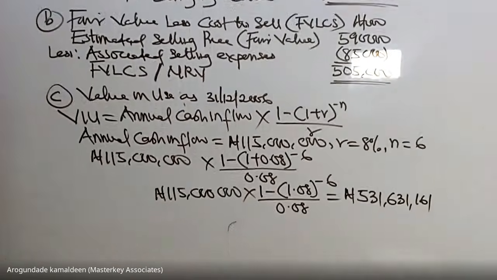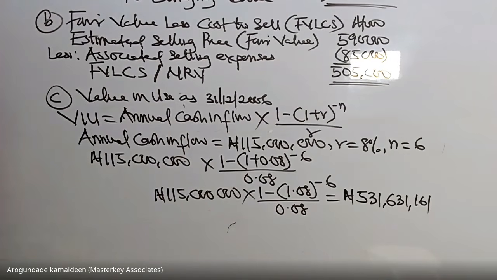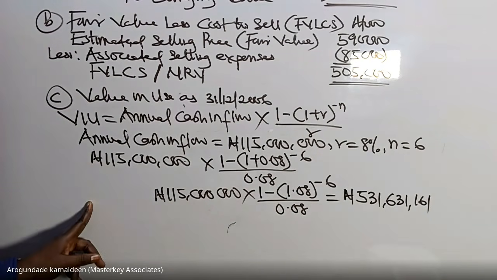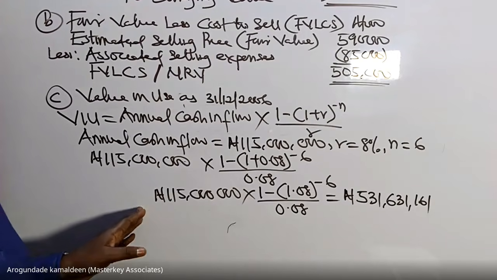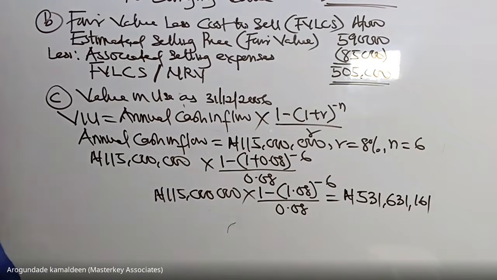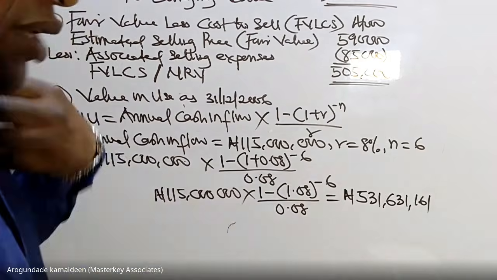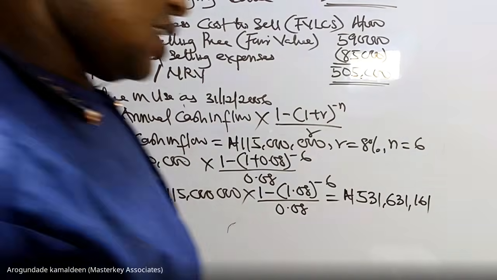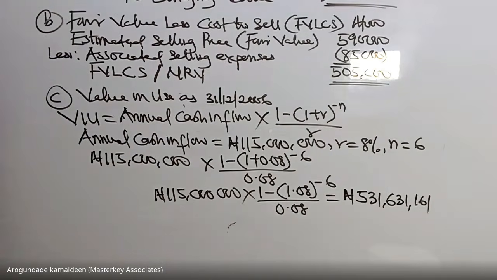But if you like, you can do your table: year 1, the cash flows, discount factor 8%, the PV. Year 1, year 2, the same thing. But at this stage, please, let's use the quick one. Even the examiner would also love this.